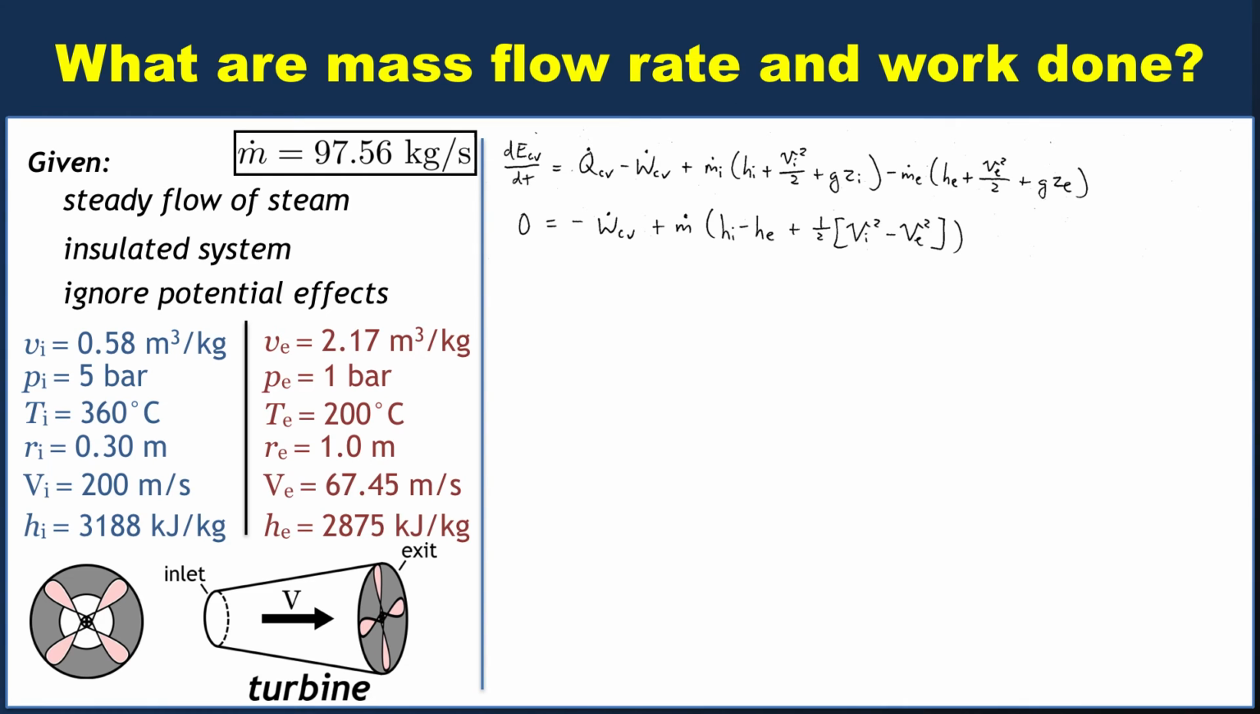So now we have that 0 equals minus W dot CV plus m dot times differences now in the specific enthalpy and in squared velocities. So let's rearrange for W dot CV. That's easy to do. And now we can just solve for it. We're interested in the work power in this case, so all we have to do is substitute in our values of m dot, the specific enthalpies, which we had the good sense to look up, and the inlet and exit velocities. We had to compute that exit velocity, but now we have it. So we put all this stuff in.